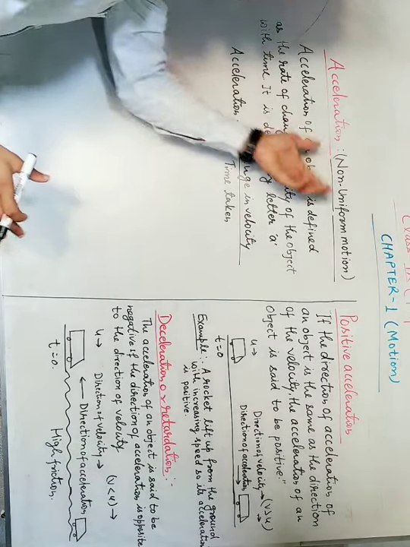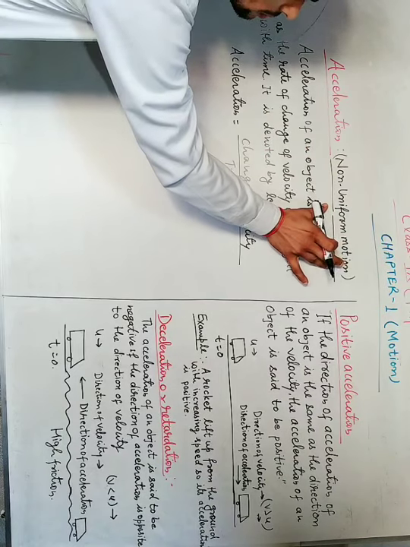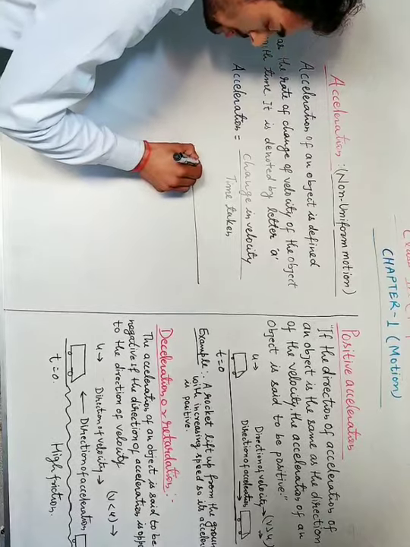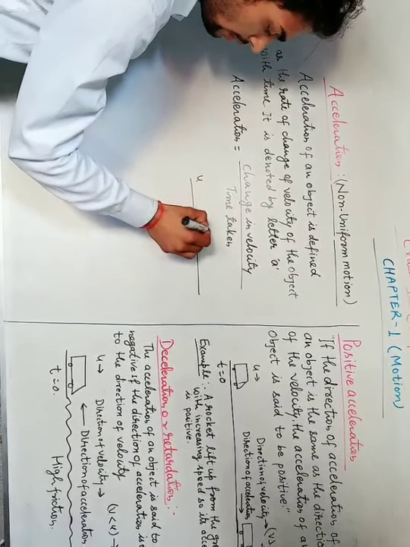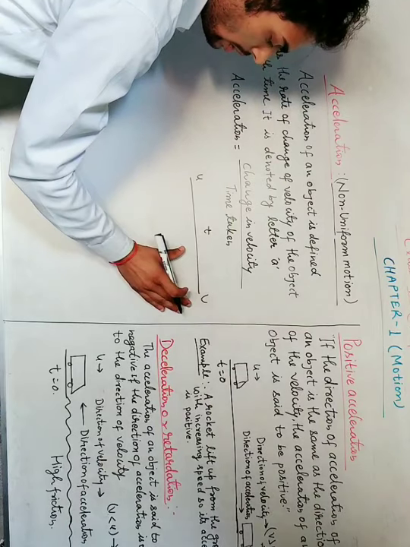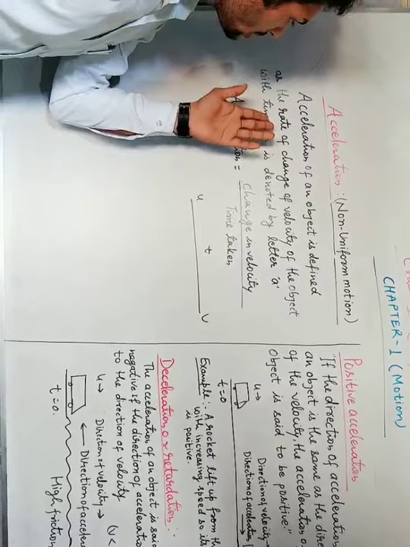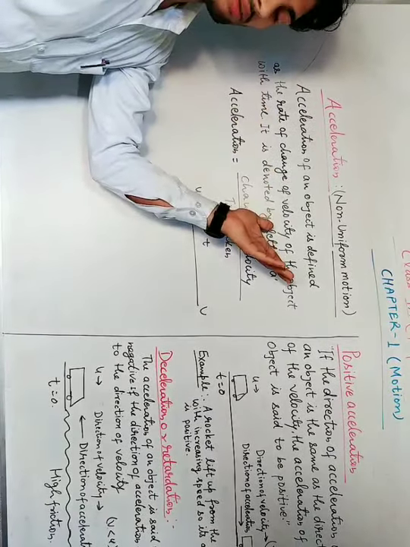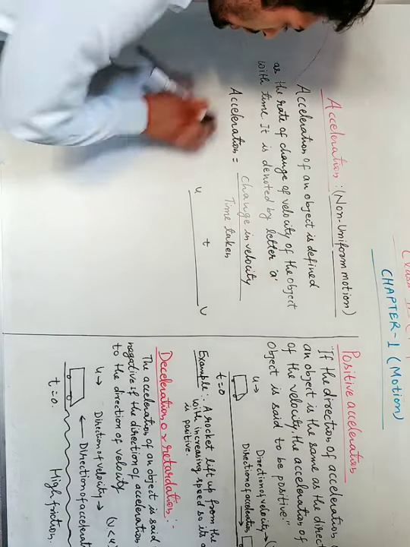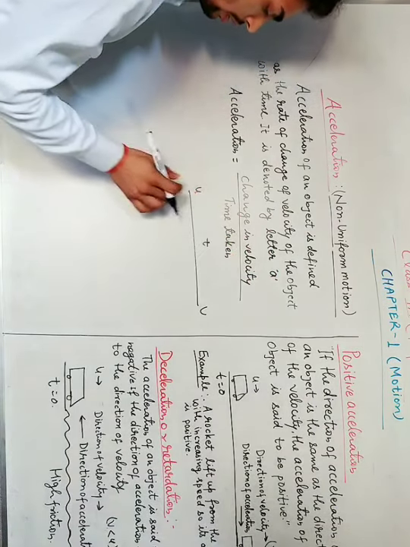Our next topic here, acceleration. This is also known as non-uniform motion. So, if any object moving with initial velocity u and after time t, its final velocity be v, then acceleration of an object is defined as the rate of change of velocity of the object with time. It is denoted by a. Acceleration equals change in velocity by time taken.